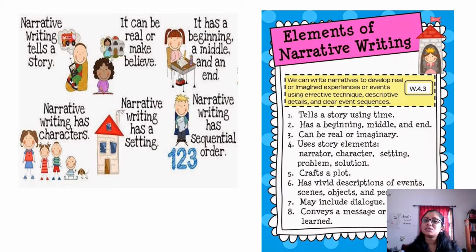Now talking about the elements of narrative writing. When you're writing a narration, what are the things you need to concentrate more on? We can write narratives to develop real or imaginary experiences or events. As I said before, it's not compulsory that you write only real experiences, because sometimes creative writing also takes the position of narration, right? When you write a narrative, you can have descriptive writing inside it, because that is where you are describing the characters. You need to make use of descriptive writing there, and creative writing too, because sometimes your story cannot be real. You are creating a story on your own, then it becomes creative writing.